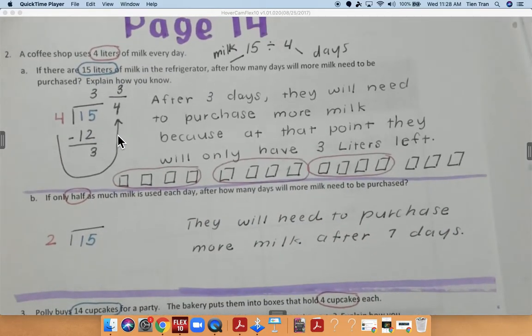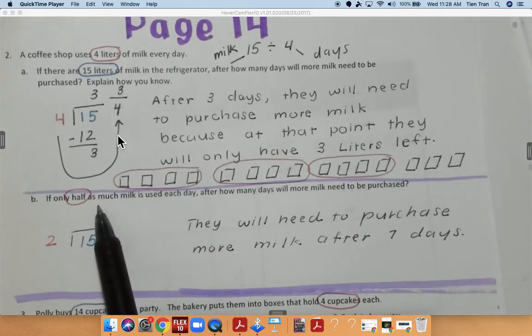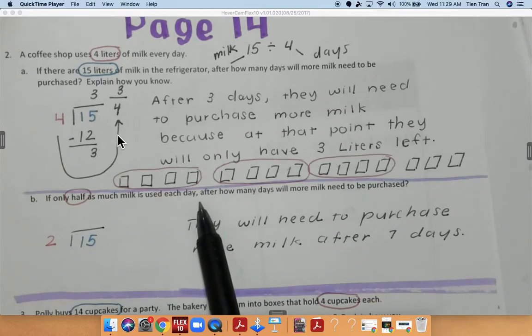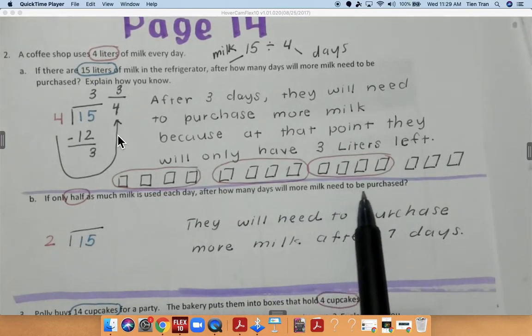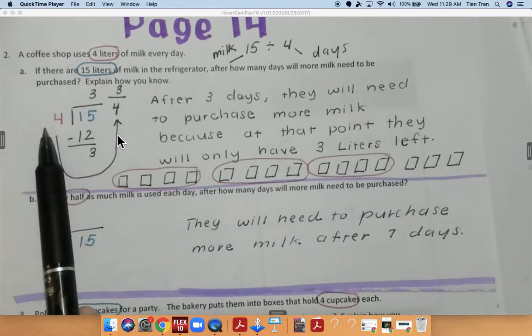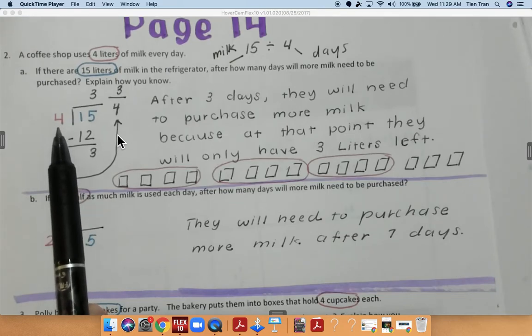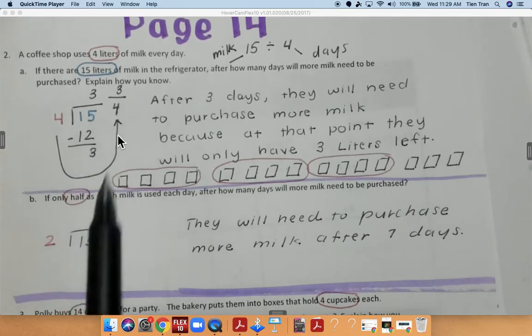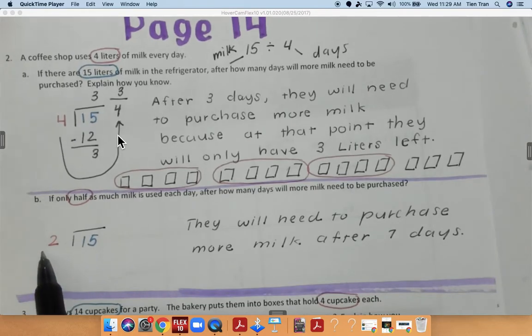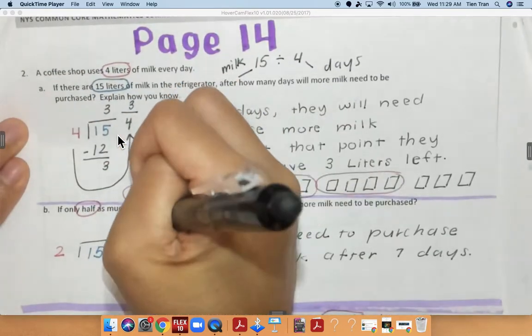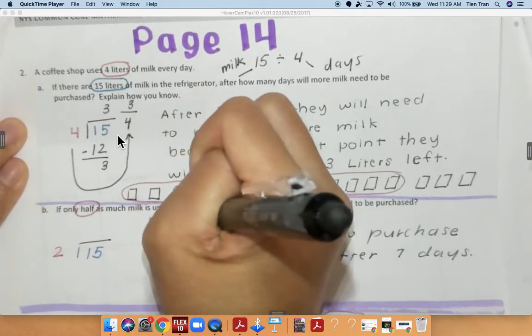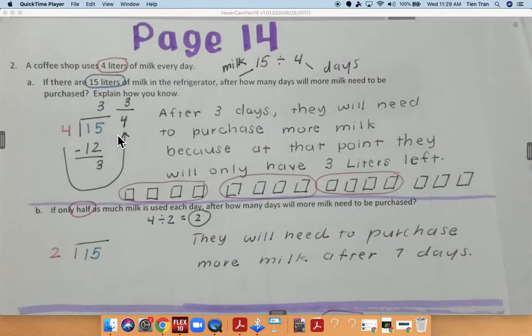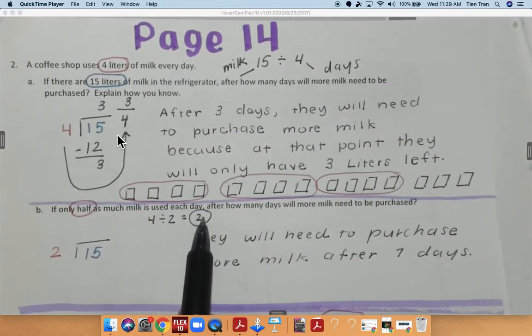Now, problem B. If only half as much milk is used each day, after how many days will more milk need to be purchased? So they said half the amount. So I divided 4 divided by 2. So I cut 4 into 2, and I got 2. So 4 divided by 2 is equal to 2. That's where I'm getting that 2 from, because it's saying half as much milk.